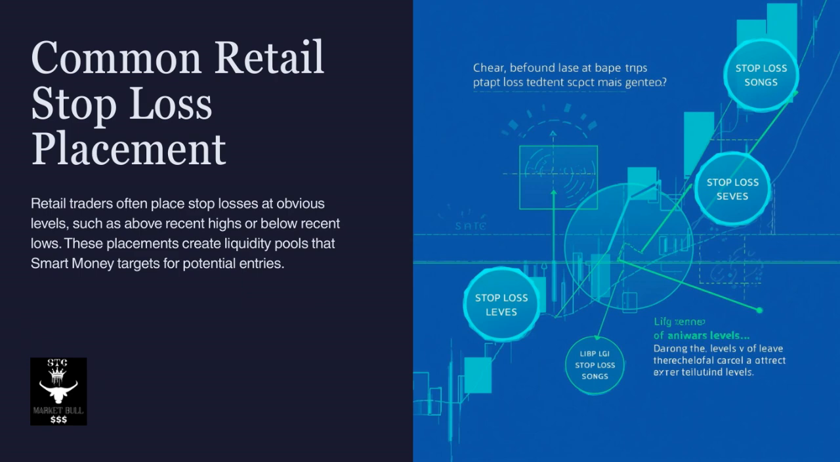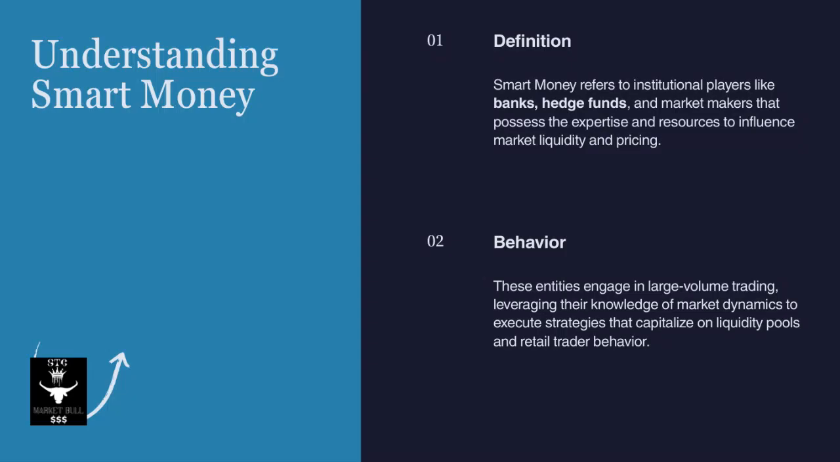They target these liquidity pools to trigger the stop losses, and then use those movements to find potential entry points themselves. So, understanding where retail traders tend to place their stops is crucial because it reveals where the market might be vulnerable, and where the smart money might be lurking, ready to take advantage. This is a key concept to keep in mind as we move further into the idea of market manipulation and strategic trading. Now, let's take a closer look at these entities and their role in the market.